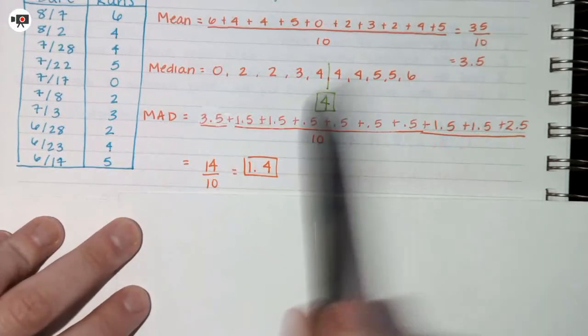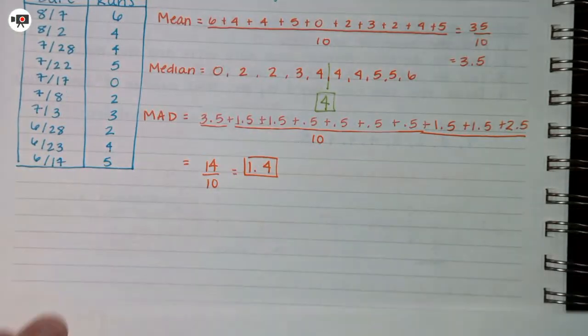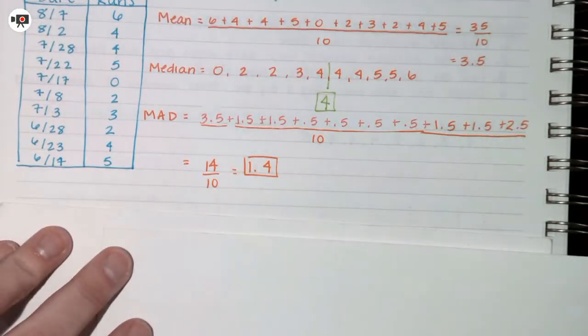So the mean is the same, the median is the same, but the mean absolute deviation is different. So we can conclude that pitcher B was more consistent. He had a smaller mean absolute deviation.